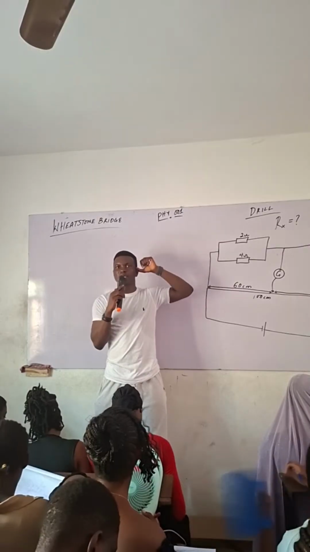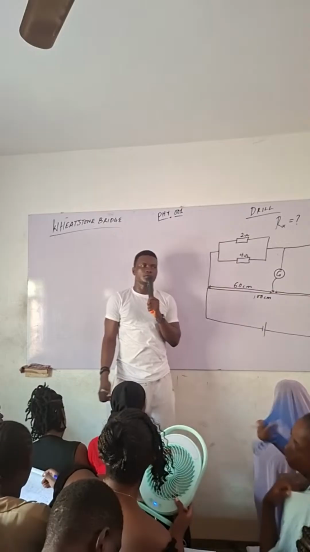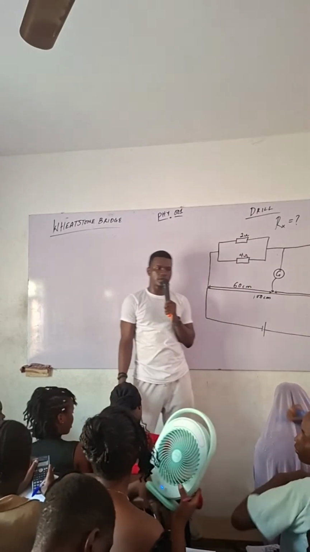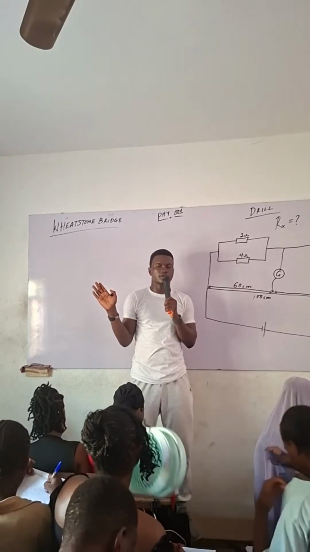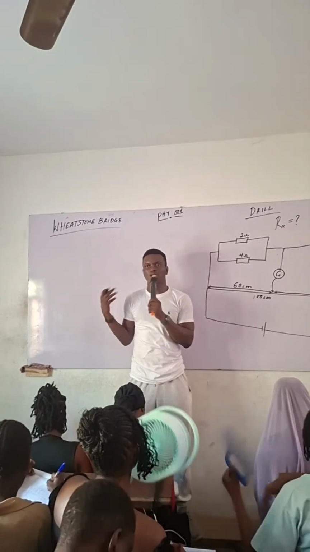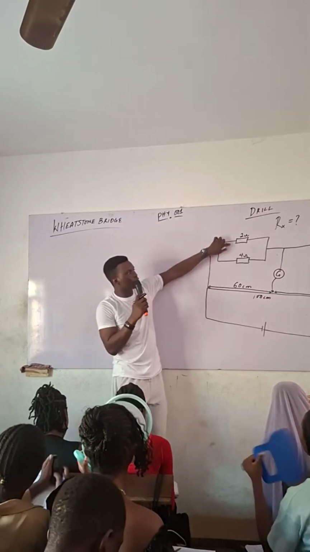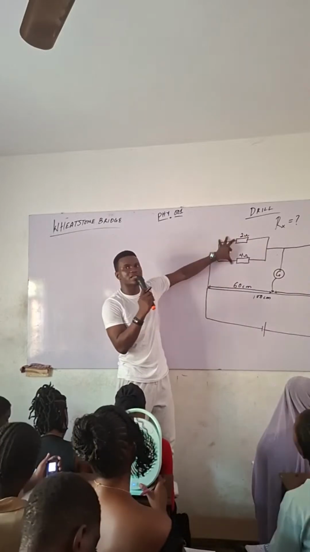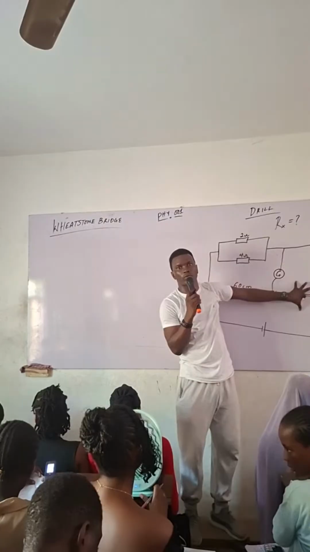What's the final answer? 0.88. Did you all get that? If you did not get it, talk so I can quickly solve it. So for these guys, you know they are in parallel. And you know you are supposed to do whatever is here over whatever is here equal to whatever is here over whatever is here.